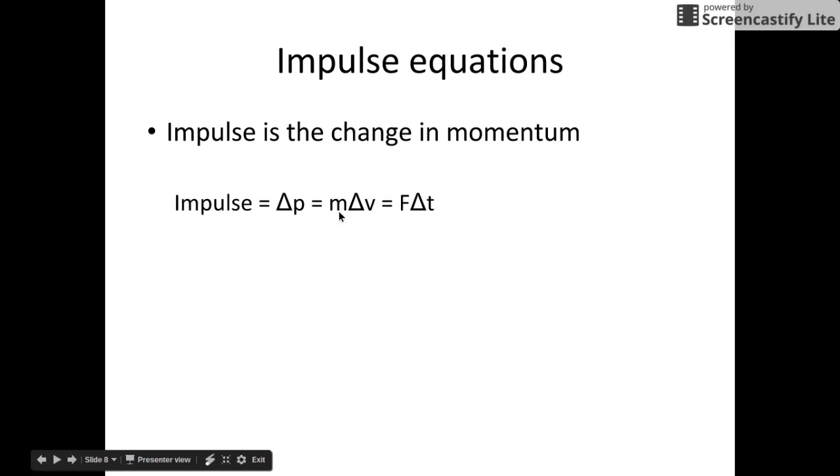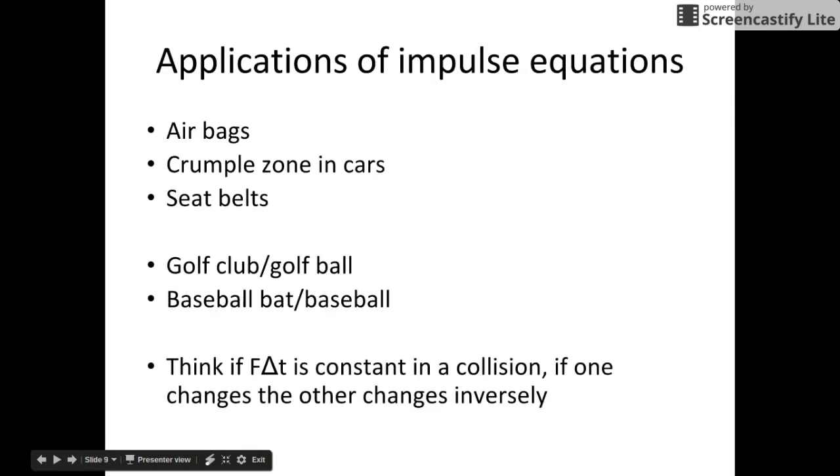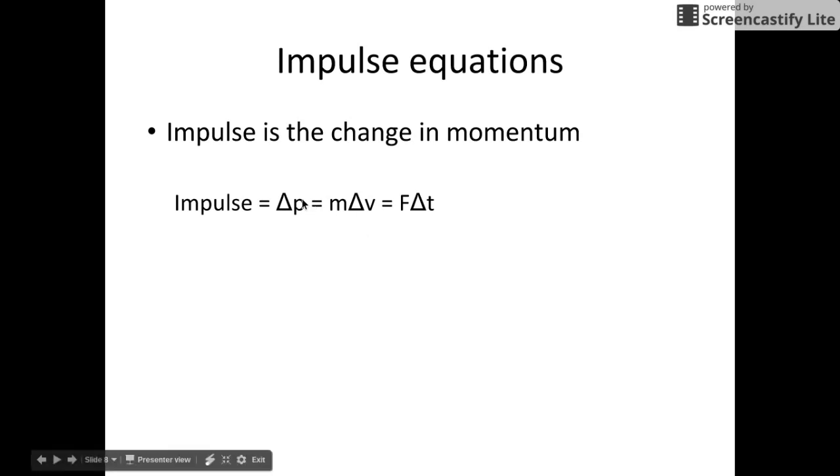So you can change an object's momentum by either applying more force or applying that force for a longer amount of time. And this would be a net force. I guess it's not really applied force, a net force. A net force times delta t equals your change in momentum, your impulse. What are some applications of impulse equations? Well, you think about it, I'll come back to that.